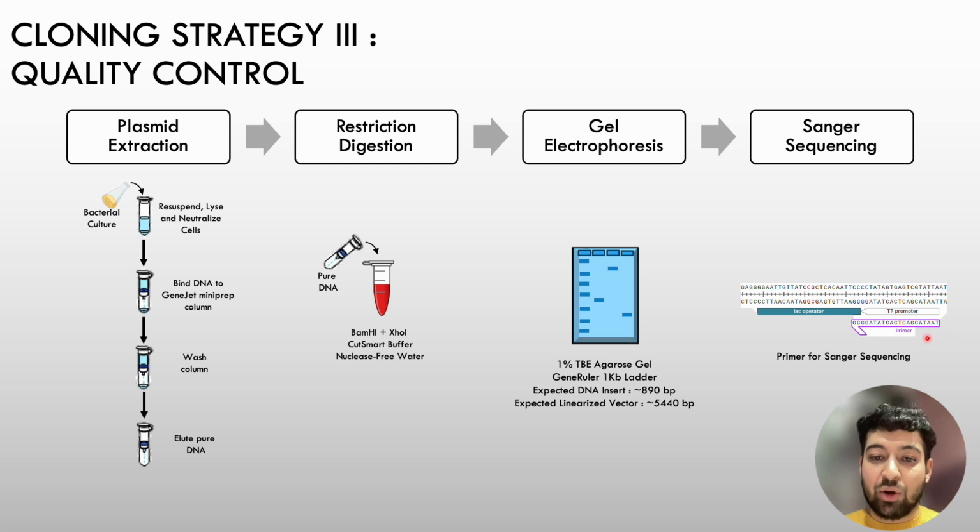Here I have shown how I've designed a primer that starts from the T7 promoter, and using this, the Sanger sequencing method can go forth and give us the sequence of the DNA.